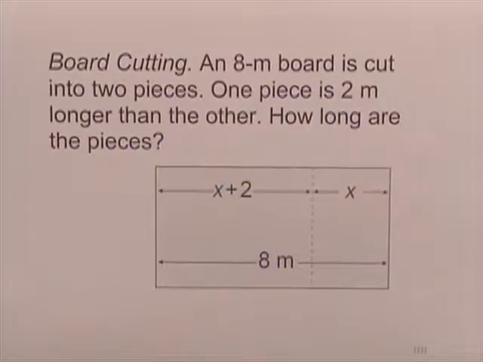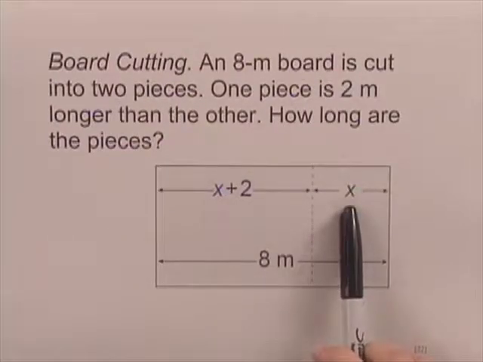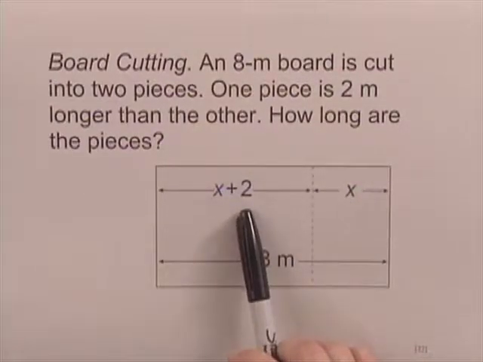In this problem, we are actually given a diagram which helps us to see the situation. The 8-meter board is labeled, and there are two pieces labeled. One is labeled length x, and the other is labeled length x plus 2.